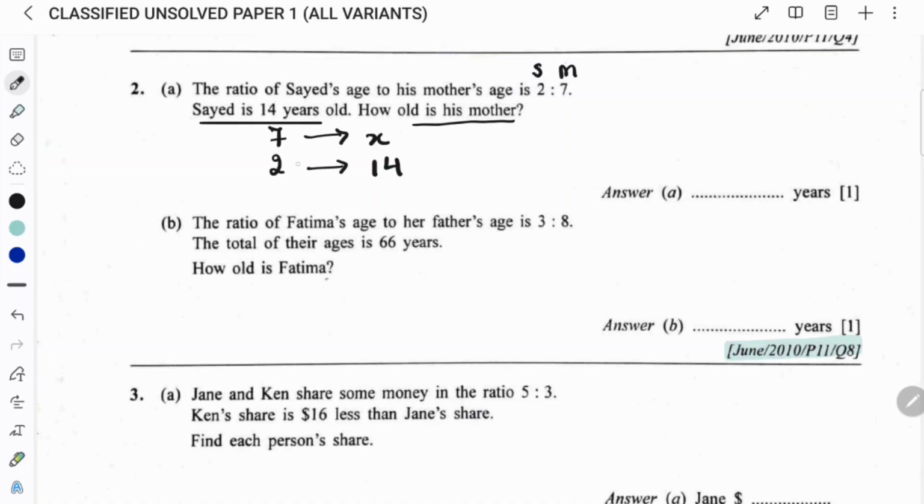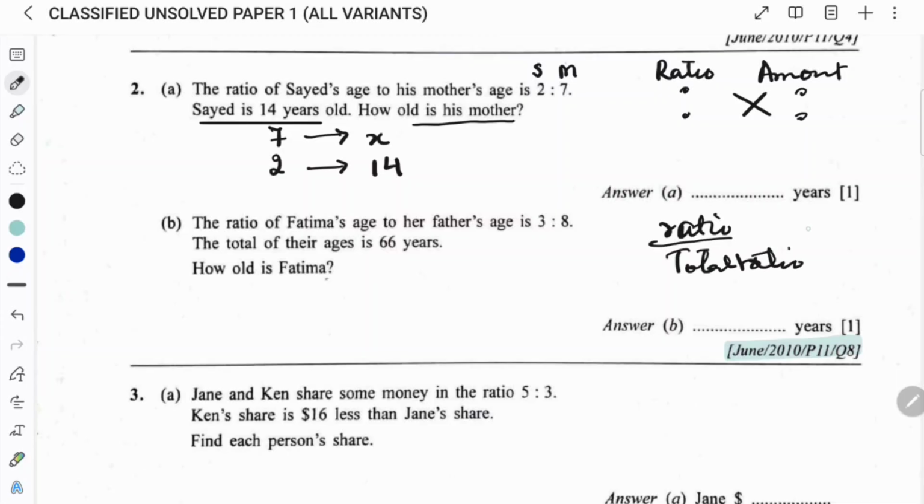Okay, remember, whenever you write down the ratio, after that you will cross multiply. You just write down the ratio, and if any amount is there, write down the amount over there and then cross multiply. The other method is, whenever you get any ratio, divide by the total ratio, and then multiply by the total amount or anything you have.